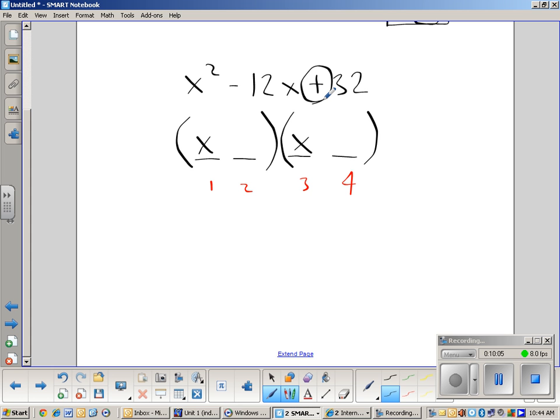So which 2 should we use here? Negative times negative. Why? Because that's a minus sign. The only way to get some negatives is if both of these signs are negatives. Okay? So when this is a positive, that means our 2 signs have to be the same. And they have to be the same as this. So in this case, they both have to be negatives. That makes life so much easier in the factoring world.